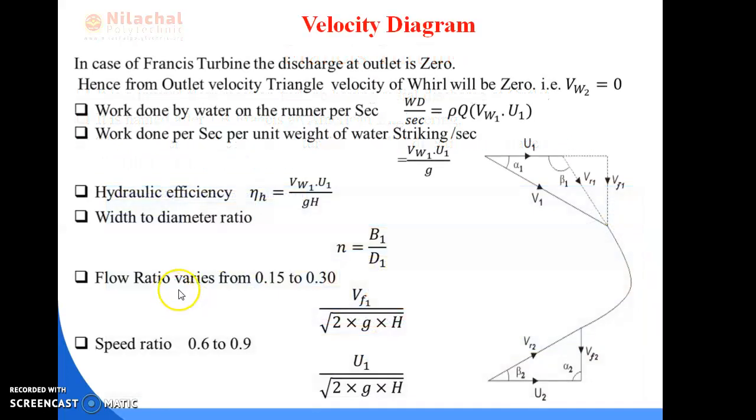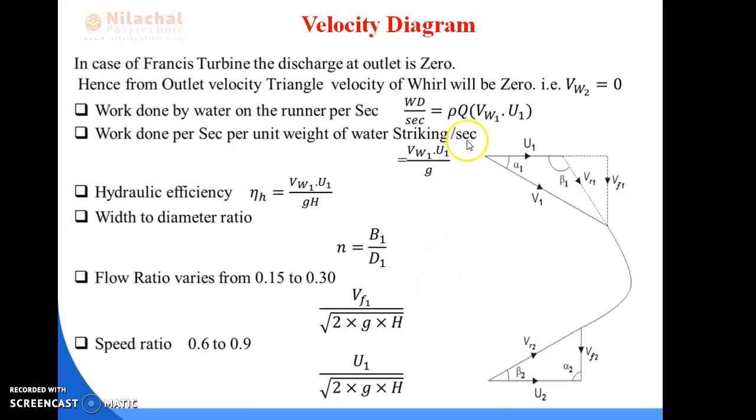Now see, go for the velocity diagram. So in case of the velocity diagram, what we are going to observe is the movement of flow of water from the inlet to the outlet of the turbine unit. We have seen that at the inlet of the turbine, the flow of water is along the radial direction, and at the outlet it is along the axial direction.